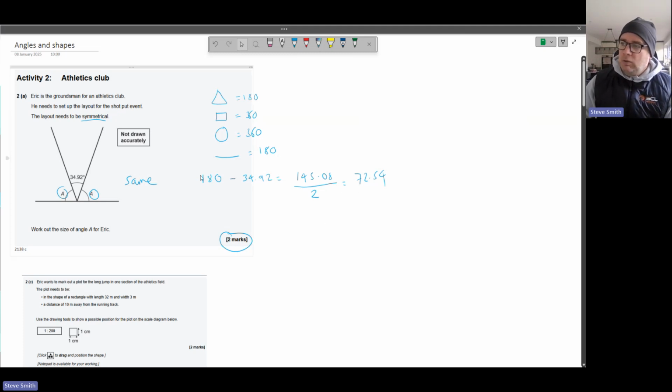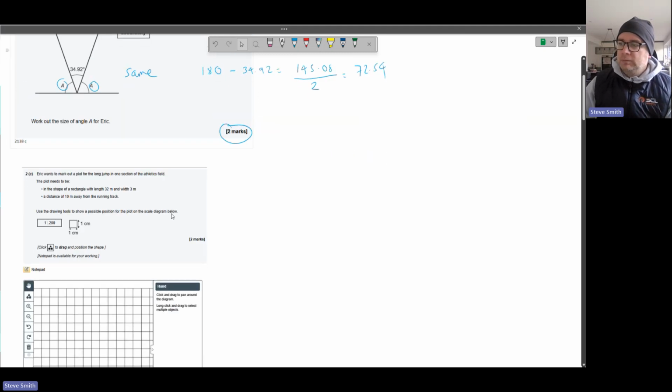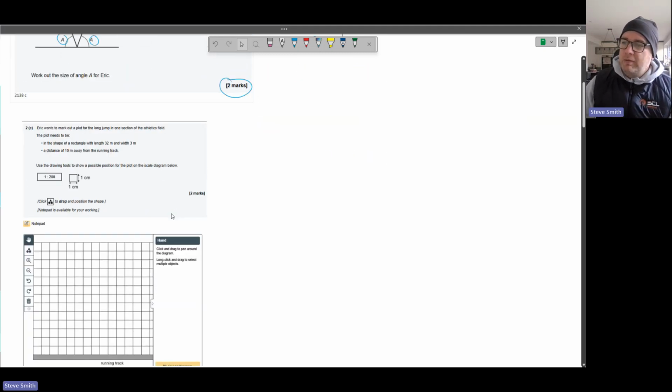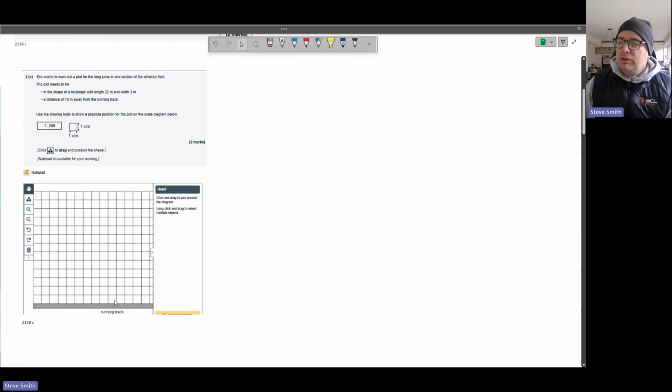It's 2 marks. One for finding the missing number, and then dividing it by 2 gives you the 2 marks. So staying with Eric, Eric wants to mark out the plot for the long jump in one section of the athletics field. The plot needs to be the shape of a rectangle with a length of 32 meters and 3 meters wide. The distance needs to be 10 meters away from the running track. So on this picture here, it shows the running track. I forgot when I copied and pasted this question to click on that arrow to make the boxes appear so that the number of squares is right.